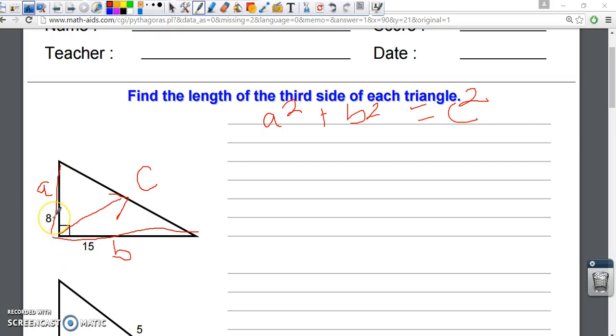So now that we know what our numbers are, we can start plugging them into our formula. This is the Pythagorean theorem formula. So A squared. What do we have for A? A represents 8. So I will now put 8 squared plus B squared. What is B? 15. So that's 15 squared. Equals C squared. Do I have C? No, I do not. So I'm just going to bring it out like I see it, C squared, okay?